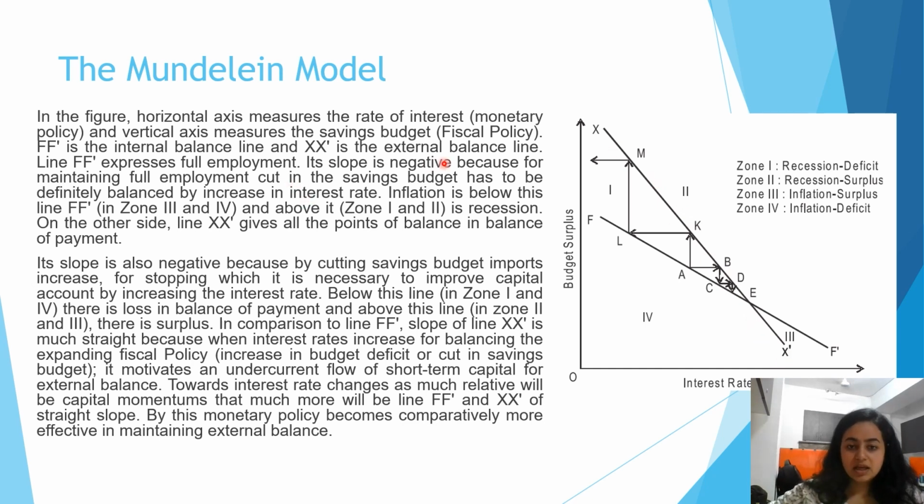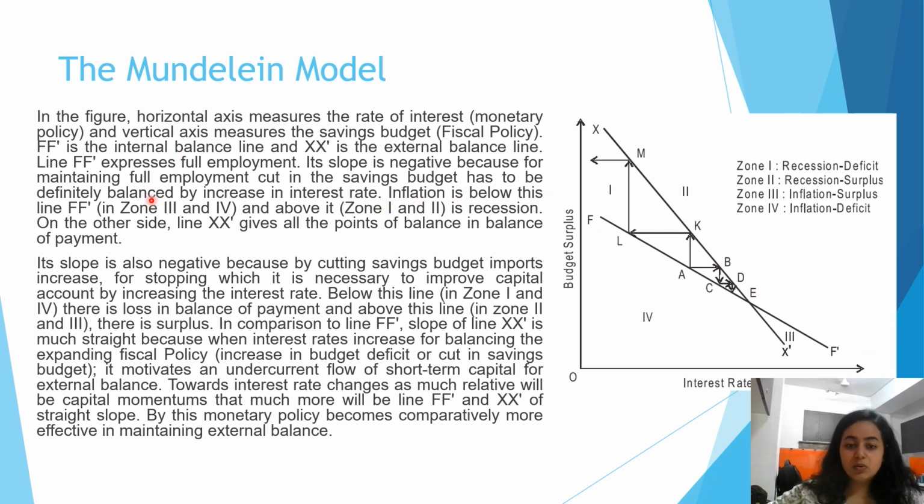Line FF expresses full employment. Its slope is negative because to maintain full employment, a cut in the budget surplus has to be balanced by an increase in interest rate, because there is an inverse relationship between interest rate and budget surplus to maintain the full employment level. Therefore, this line FF is negatively sloped.